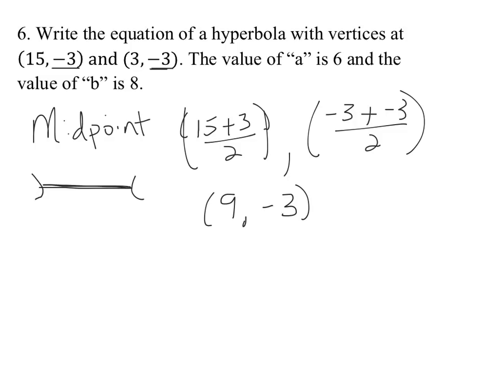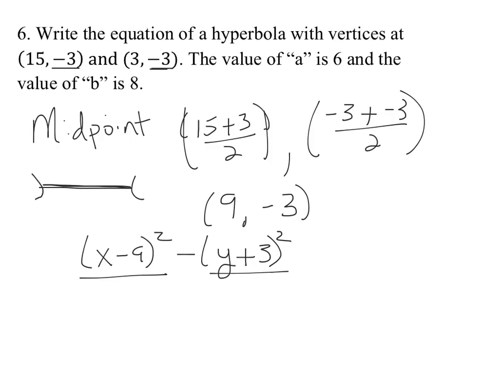And if we have a hyperbola that's opening sideways, then the x term is going to go first. So x minus 9, the quantity squared, minus y plus 3, the quantity squared. And now my a squared always goes under the first term. So a is 6, so a squared is 6 squared, or 36. And 8 squared is my b, so 8 squared is 64. And that's going to be equal to 1.